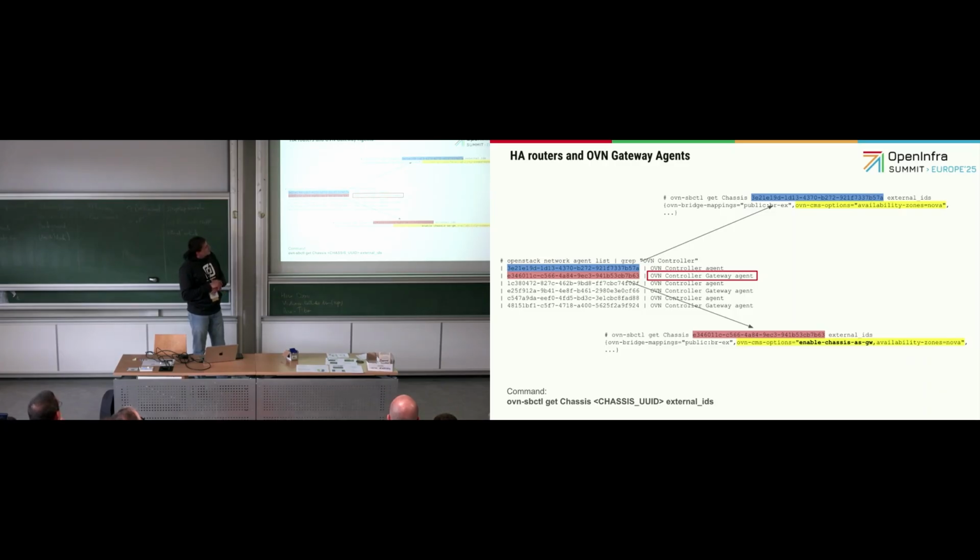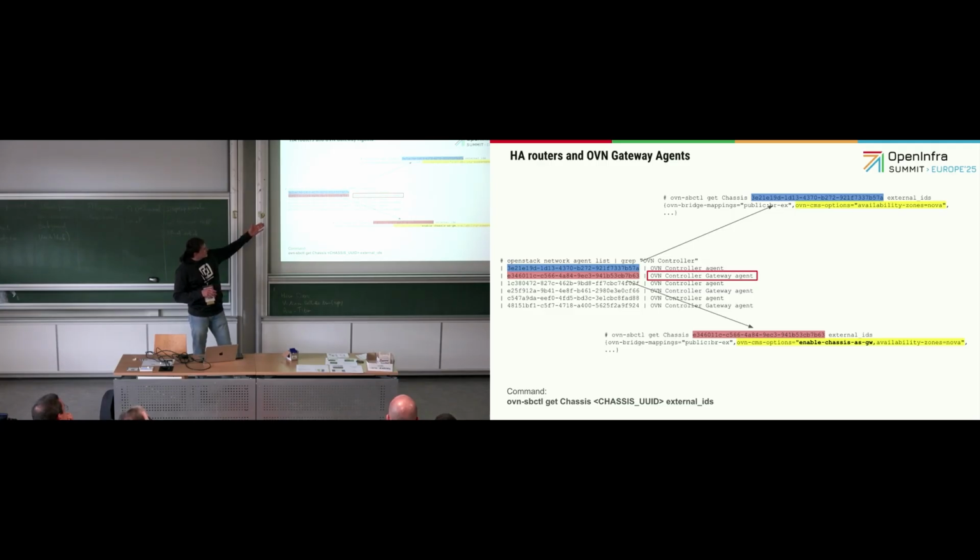So the next part is OVN agents. As I said on the second slide with the huge diagram, we have 2 types of gateways, 2 types of OVN controllers, so they can be run in 2 different approaches. And here you can see the example.